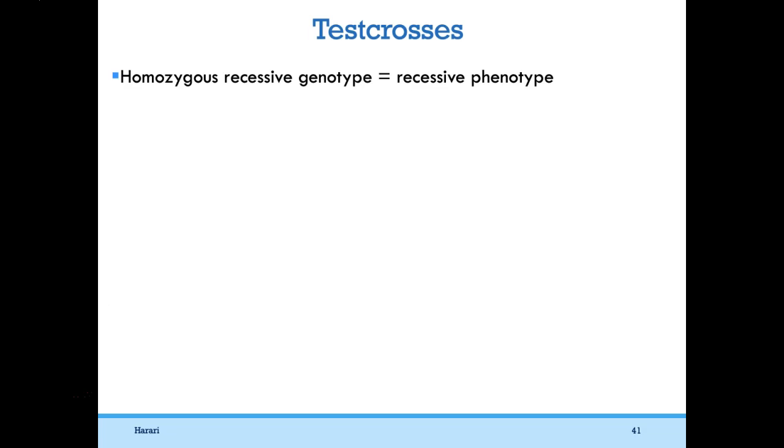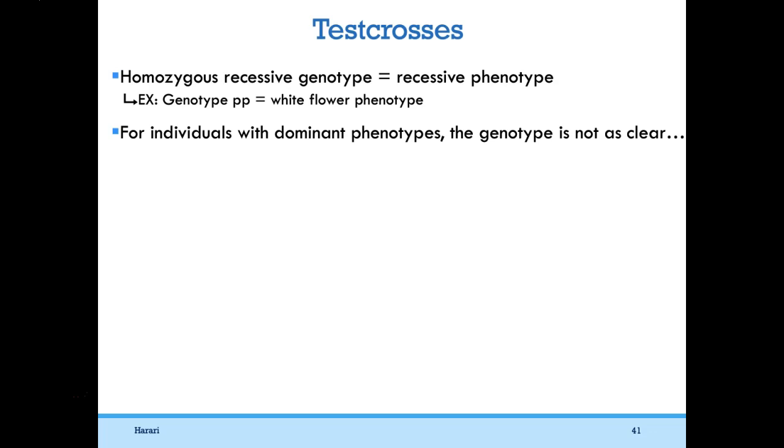So far, we said that a homozygous recessive genotype, like little p, gives you the recessive phenotype, your white flowers. But for an individual with a dominant phenotype, the genotype is not as clear. If we have a purple flower, how do we know if it's homozygous for purple or heterozygous for purple? It's not as clear. A purple flower can be big P, big P, or big P, little p.